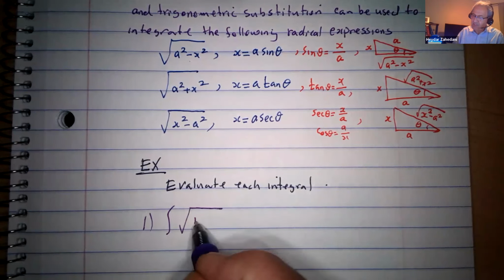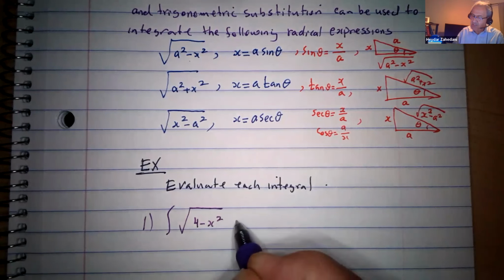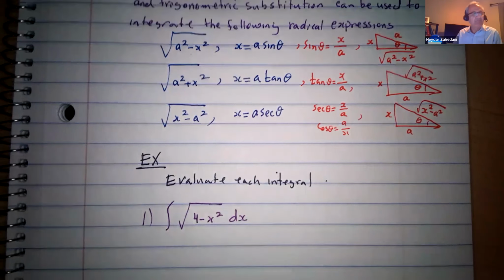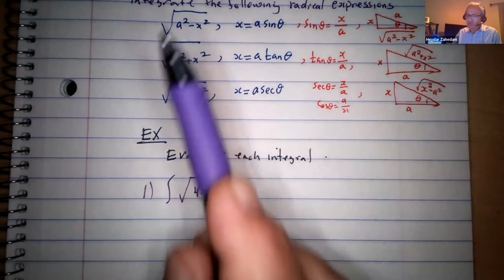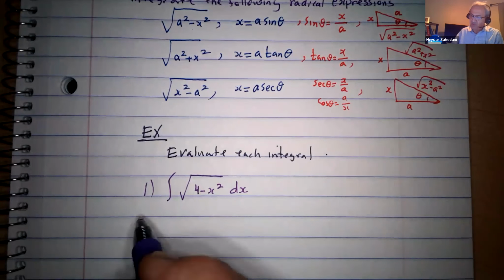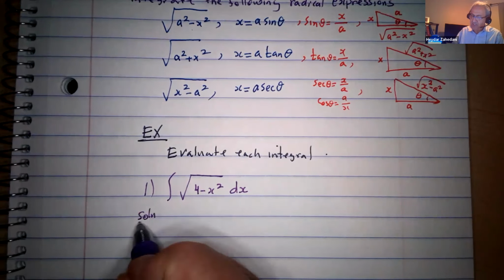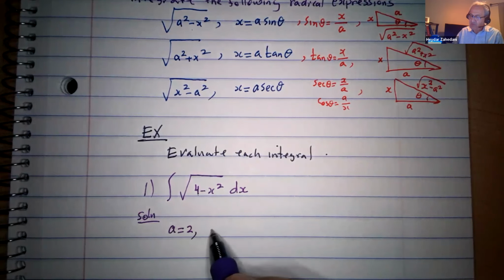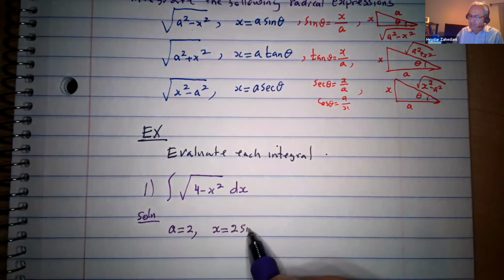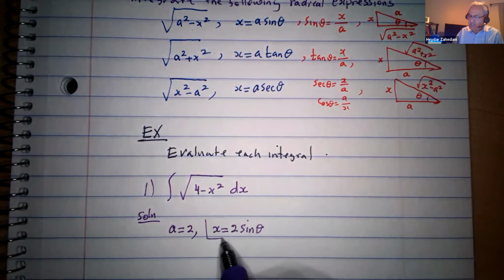Okay, so let's have something like the integral of the square root of 4 minus x squared dx. So you realize that you must use the substitution that we talked about. So the substitution is going to be type 1. So your solution is going to be, you see, your a squared is 4. So a would be 2. Okay, so a is equal to 2. So you're going to pick the x to be equal to 2 sine of theta. Okay, that's your x.